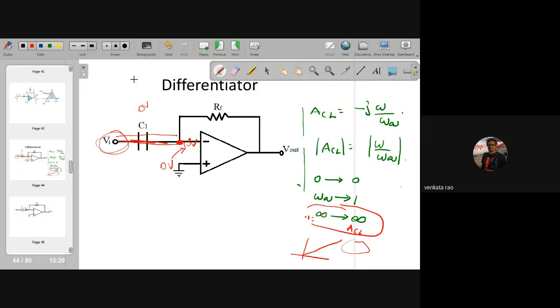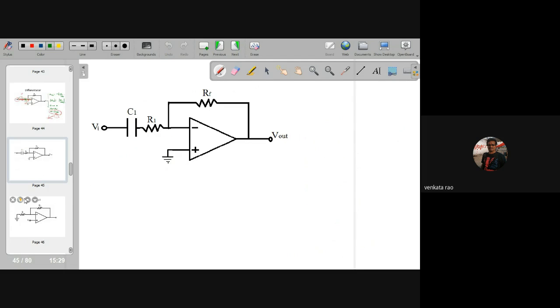Okay. So to differentiate these two, I am going to add one resistor. If I place a resistor, then I can easily differentiate the voltage at this point and the voltage at this point. That is what I am going to do in the next level. In this level, I am just adding one resistor here. This is a practical differentiator. Now I'm going to find the closed loop gain of this circuit.